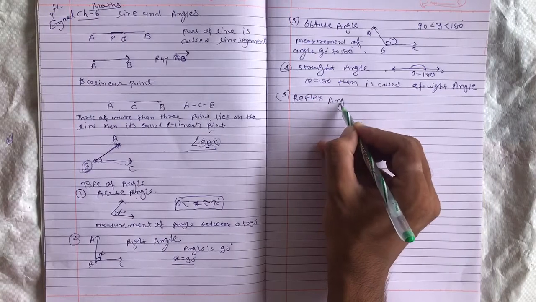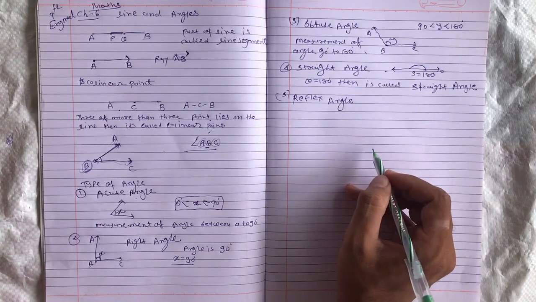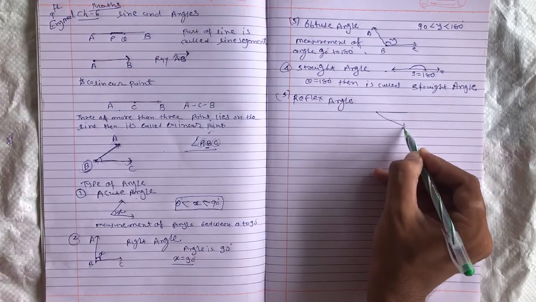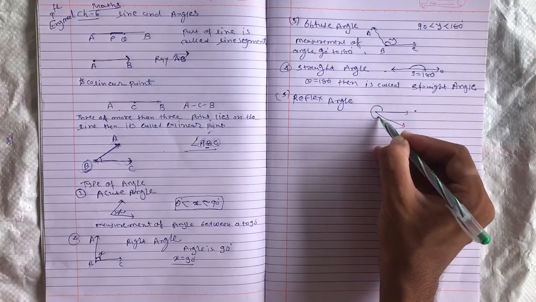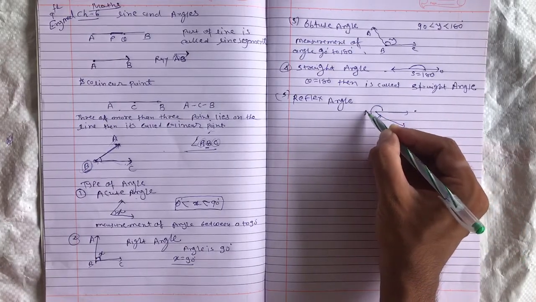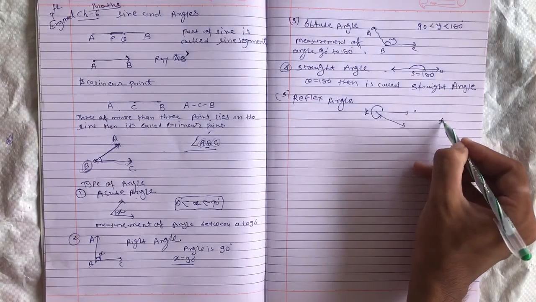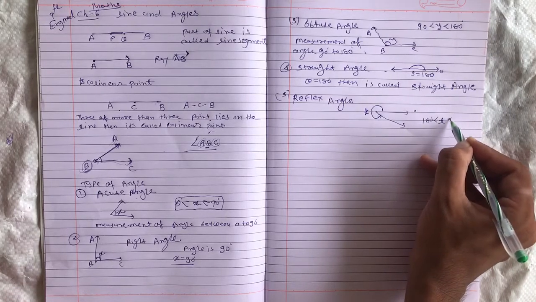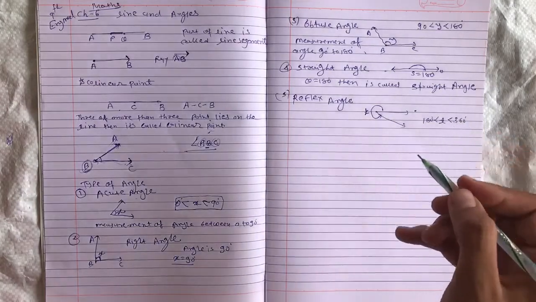Now the fifth type is the reflex angle. Reflex angle means what? Suppose this angle is represented as T. So the value of T greater than 180 but less than 360 is called a reflex angle.